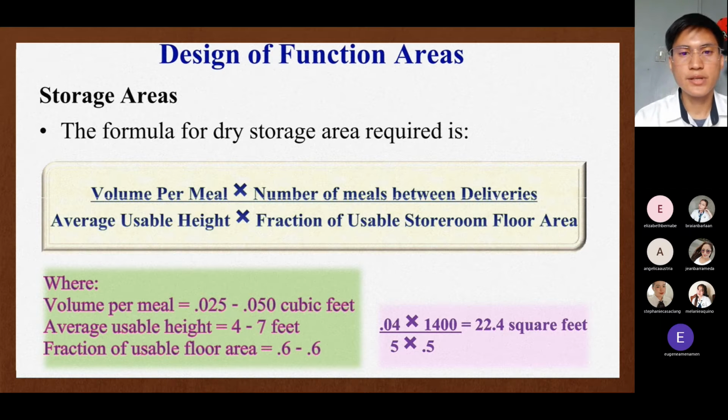So the design of function areas, this is the formula for the dry storage area required. So that is the example, where volume per meal is equal to 0.25 to 0.50 cubic feet, and average usable height is equal to 4 to 7 feet. So that is the example of the formula for storage areas.